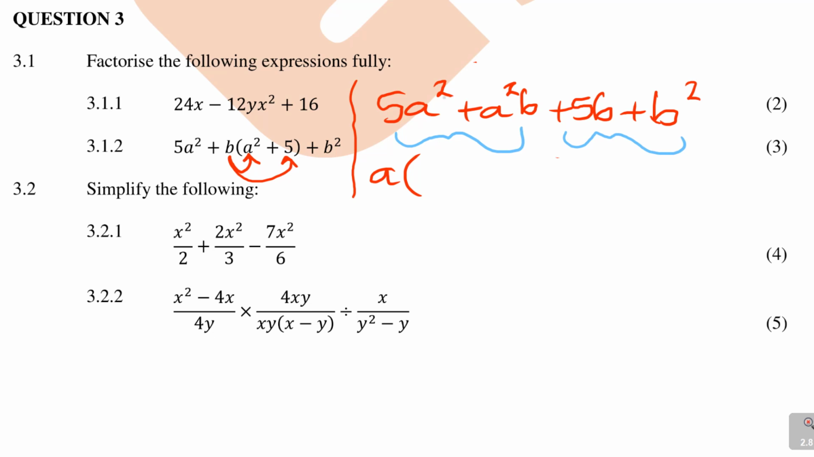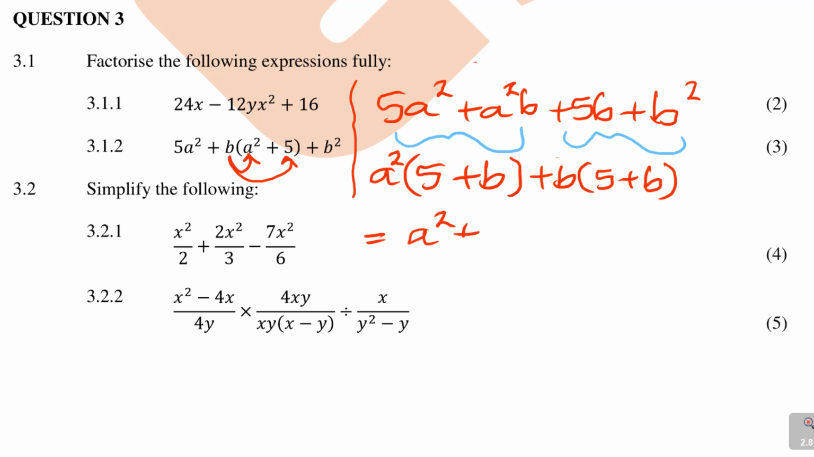It's a squared, so it's just going to be 5 plus b. So we must get a similar bracket. In the second one, the common is only b, so it's going to be 5 plus b. So how do you write our final answer? It's going to be a squared plus b, and then the bracket 5 plus b.